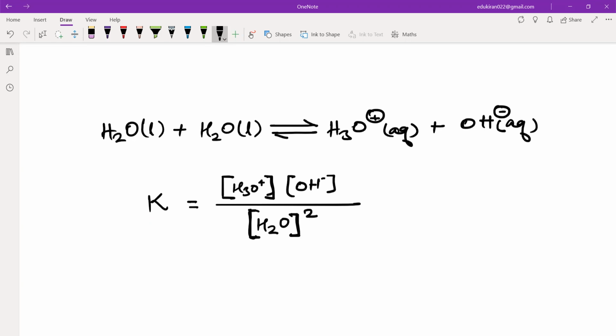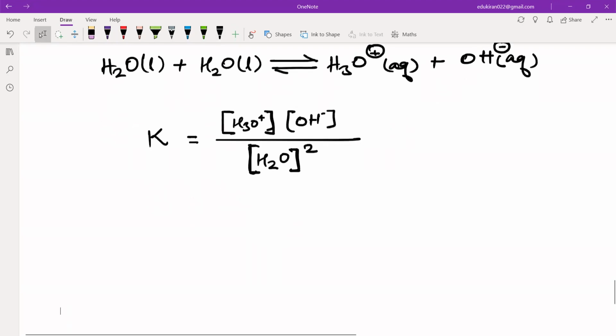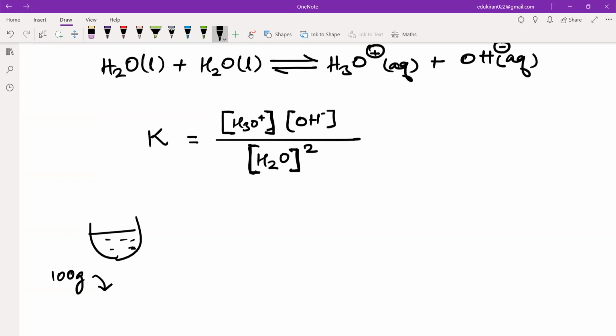But we also know that since H2O is a liquid, now comes the time when I have to explain why we take the concentration of pure solids and pure liquids as one. Why do we take that? Let us see it this way. If I have water here, initially we had 100 grams of water. So 100 grams of water will take 0.1 liter, 100 ml, yes or no?